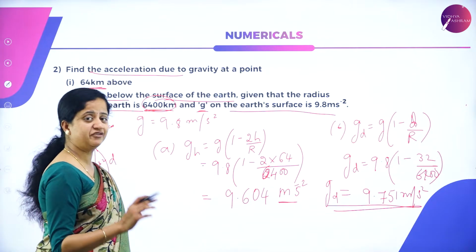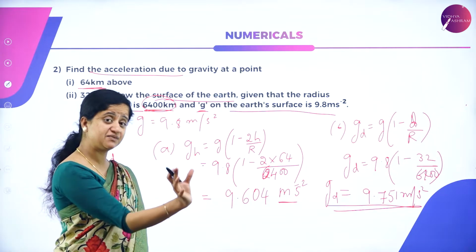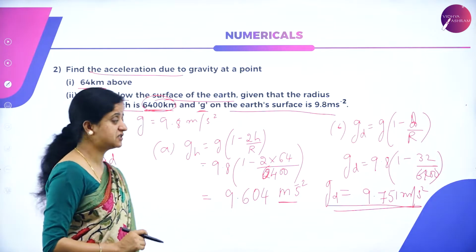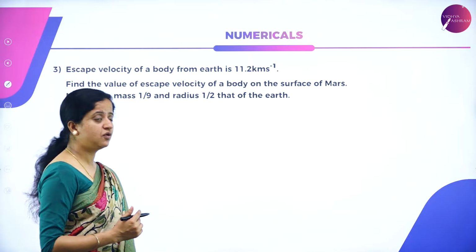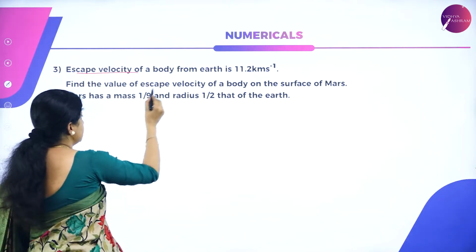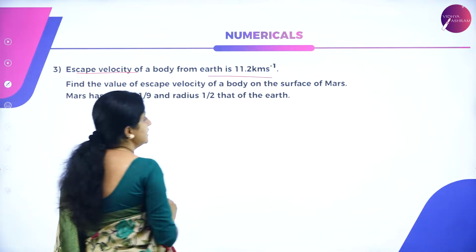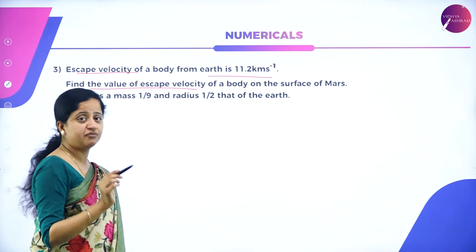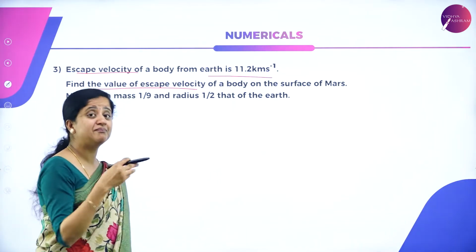So this is how you have to make use of the derivations or the expressions we have studied in our theory part in finding the answers for the given question. So let's move on to the third question, that is about escape velocity. The escape velocity of a body from Earth is 11.2 km per second. Find the value of escape velocity of a body on the surface of Mars.